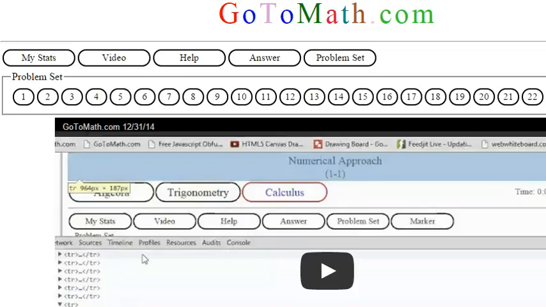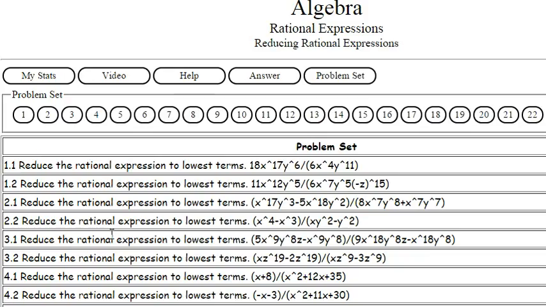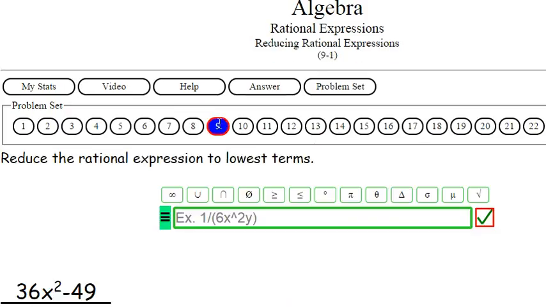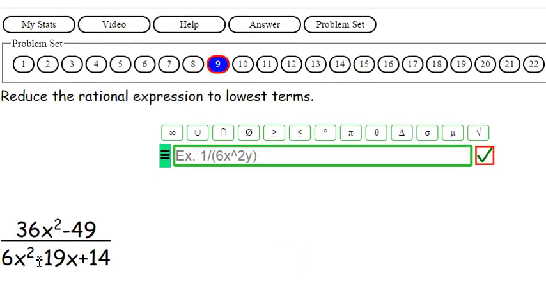Okay, we're here at go-to-math.com. Click on the algebra. Let's go down to reducing rational expressions. And you know what? We'll just click right here. 9.1.